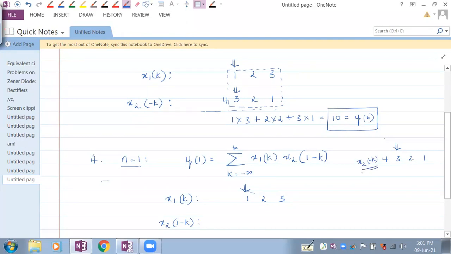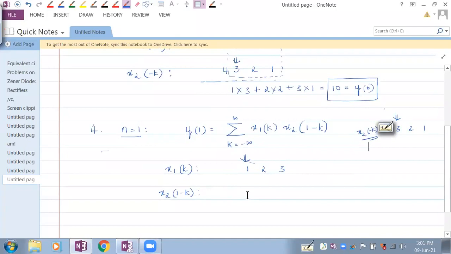Now, what is x2 of 1 minus k? See here, x2 of 1 minus k is shifting this to the right by 1 position. If you shift this to the right by 1 position, this 0th sample would be 4. Understand? So that 0th sample would be 4, then 3, 2, 1. Now this is your 0th sample.